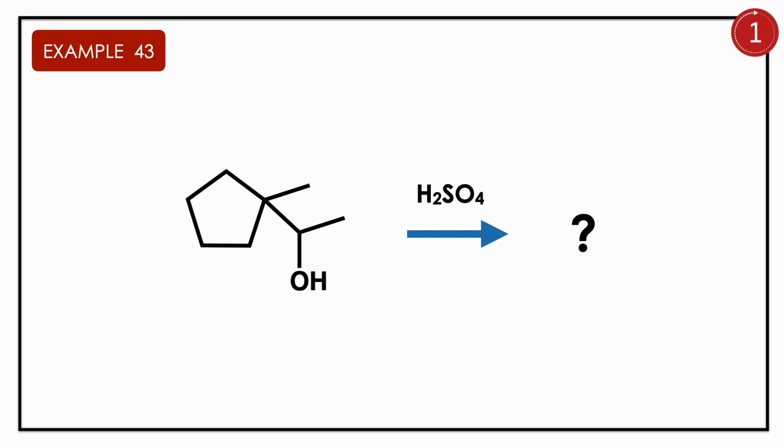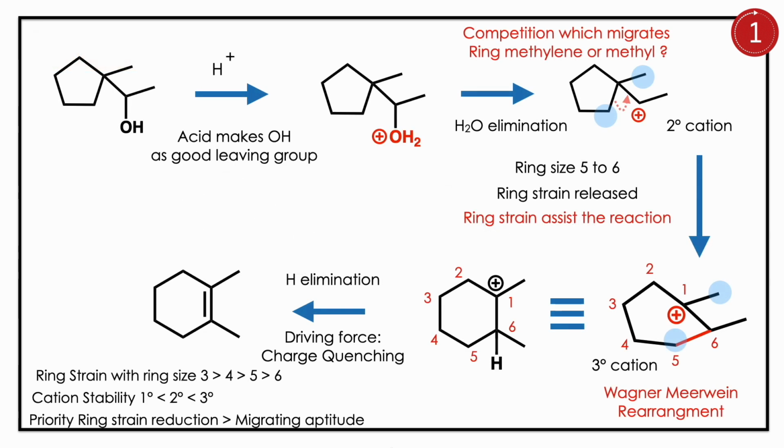Then example 43, you have cyclopentane with a side chain of alcohol and 2 methyl groups, and you are reacting with sulfuric acid. You should find what will be the final product. You have alcohol in the system, you are using the acid, same story. Acid makes the alcohol a good leaving group. So OH eliminates as H2O, and you have a cation.